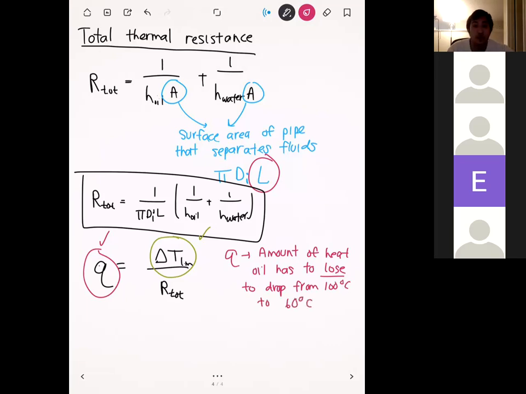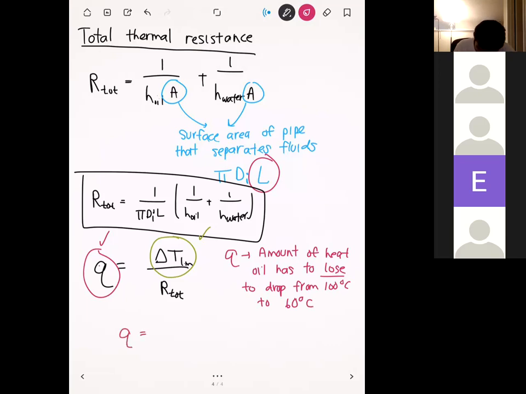Okay. And so in the problem, they told us that the oil's coming in at 100 and it has to leave at 60, right? And so given that information, we know exactly how much heat needs to be exchanged inside our heat exchanger, right? And so we can use this formula for Q.